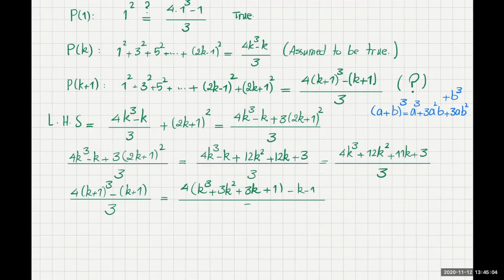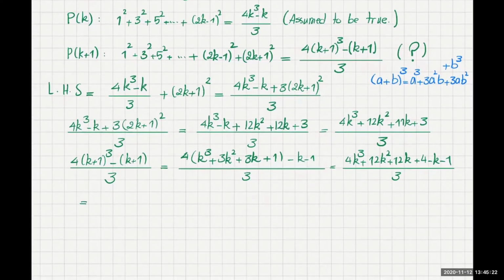Yes, and then I expand this, it becomes 4k^3 + 12k^2 + 12k + 4 - (k - 1), divided by 3. And then one more step, I have 4k^3 alone, I have 12k^2 alone, and then you see that 12k - k is again 11k. And then finally, I have 4 - 1 is positive 3, and then I have this divided by 3.